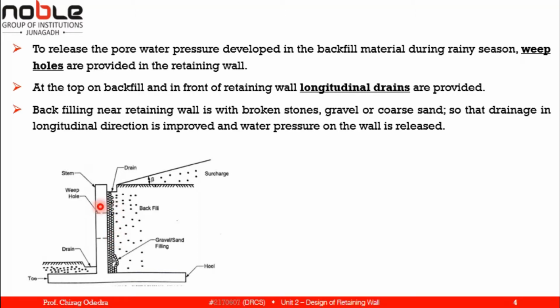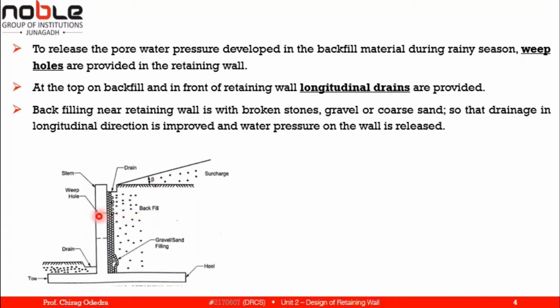So to better understand this concept, we all know that in a rainy season water gets infiltrated in the soil, so it increases the water pressure on this side of the retaining wall. So to avoid the failure, we must provide some drainage to the water which gets infiltrated in the soil.